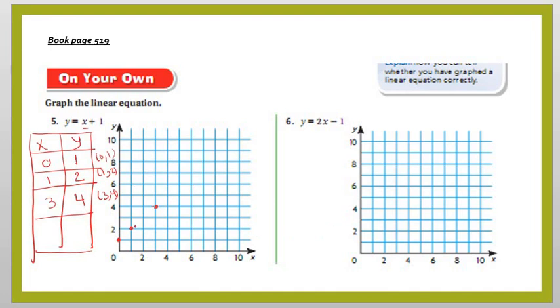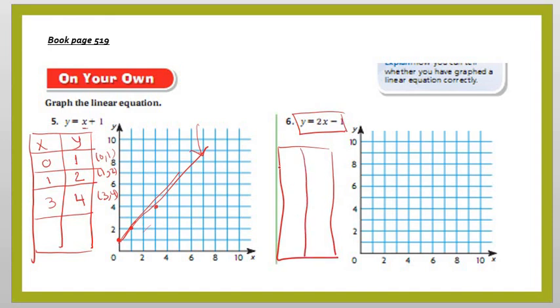Now I can connect between these 3 points. It's a straight line. This is my linear equation, this here. Okay? Now, the last example here, I have this equation. I want to graph it. Also, I will make a table. Assume some values for x and get the corresponding value for y.